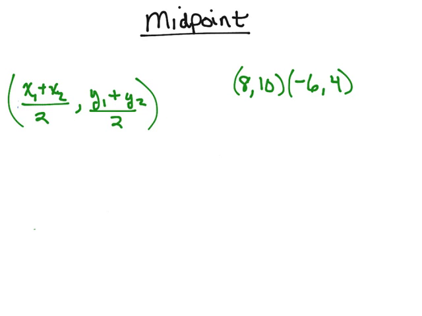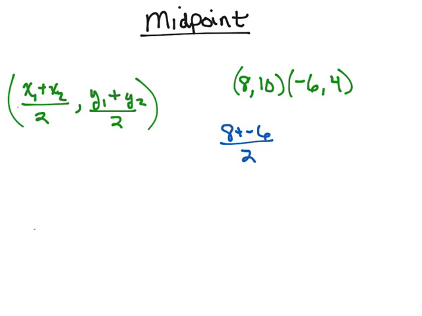Alright, so let's try an example without the graph. What I'm given here are 2 points, 2 ordered pairs. I've got the first ordered pair 8, 10, and I've got the second ordered pair negative 6, 4. And what we're looking for is the midpoint of these 2 points. So I'm just going to repeat the process that I did with the first couple of examples. We're going to start by taking the 2 x values, that would be the 8 and the negative 6, and we're going to divide by 2. So let's start there. Let's add them up, divide by 2.